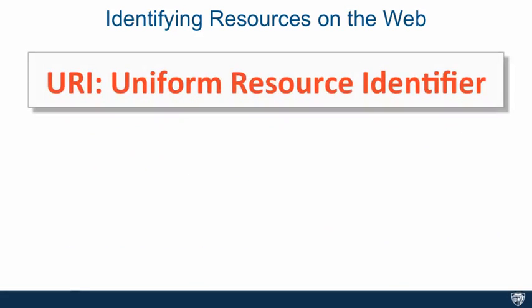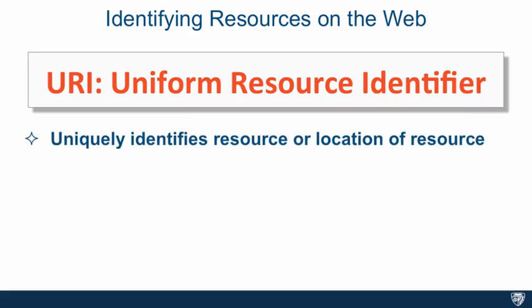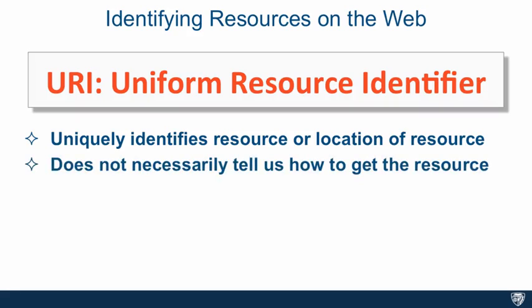Another term is URI, and URI stands for Uniform Resource Identifier. And what that does is uniquely identifies a resource or a location of a resource. But even though it identifies uniquely the location of a resource, it still does not necessarily tell us how to get to that resource. And the reason it doesn't is because within a URI, the context is usually missing. It's very similar to URN, except the URI is much more of a directory type of structure looking thing.